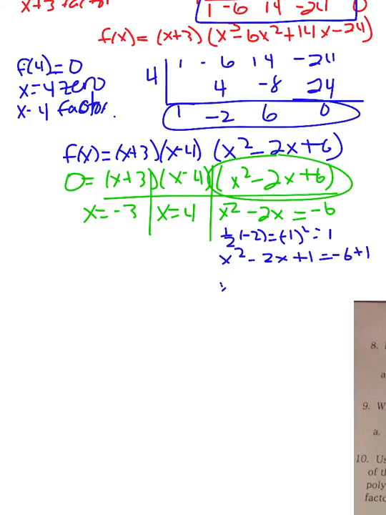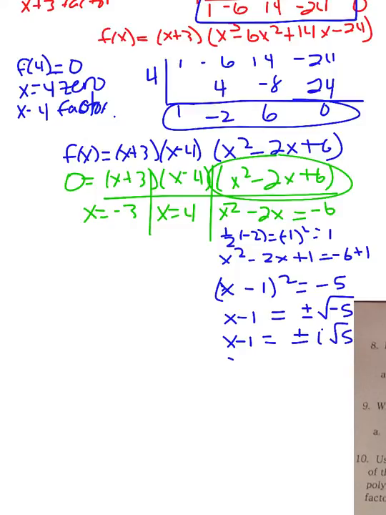So I have x minus 1 squared is equal to negative 5. Square root both sides, I get x minus 1 equals plus minus the square root of negative 5. So x minus 1 is equal to plus minus i the square root of 5. Add 1. So you have 1 plus minus i the square root of 5. So these are my zeros.